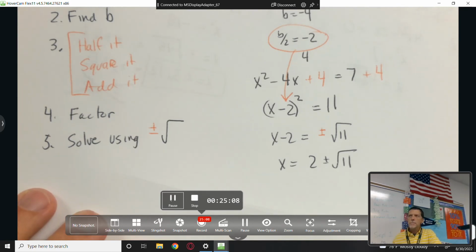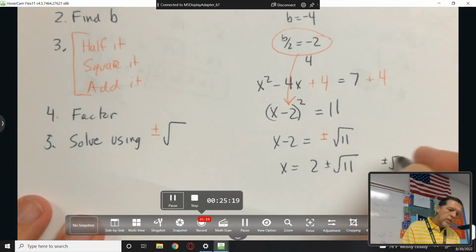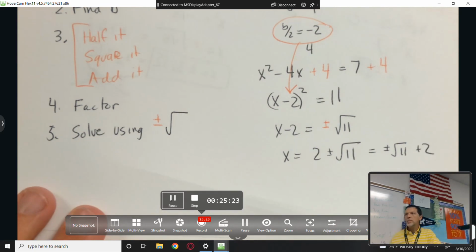Are we okay with that? Yeah, I was making sure. I thought you put 2, like, it would be a square root of 11 plus 2. But you could write it as plus or minus square root of 11 plus 2. But usually the plus or minus thing comes second. I don't know if that's to match the quadratic formula. But either one of these answers is acceptable.